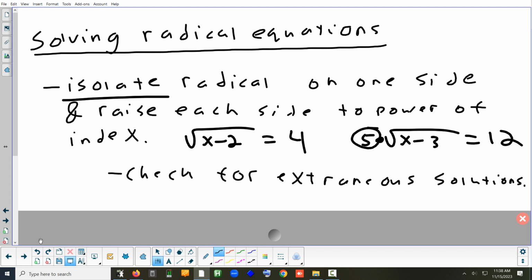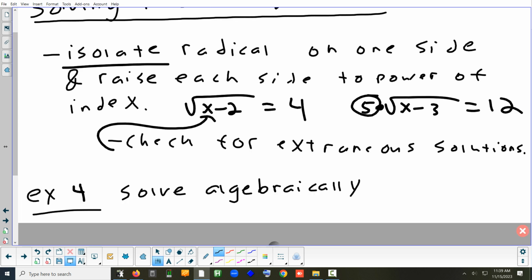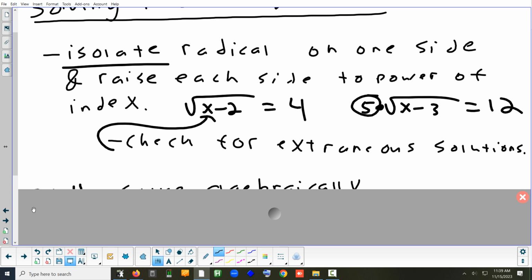So when we dealt with rational functions, that meant you would plug it back in and it would cause you to divide by 0. Well, in this case, we're going to plug it back in and just make sure that it works. If it doesn't work, we need to cross it out and write that it was extraneous. It did not work.